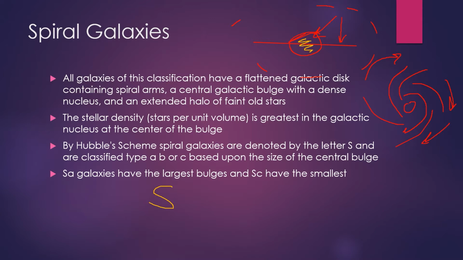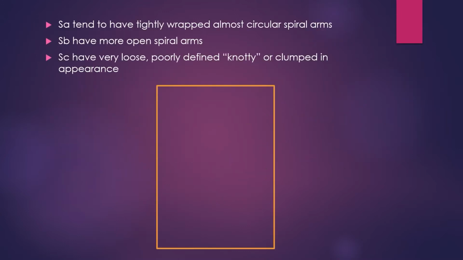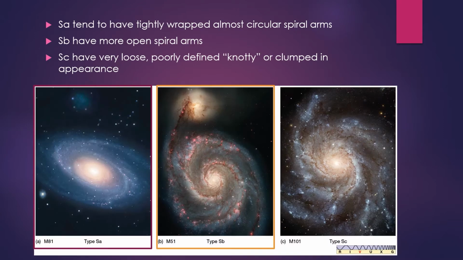By the Hubble scheme, spiral galaxies are denoted by the letter S and are classified as type A, B, or C, which is based on the size of the central bulge. SA galaxies have the largest bulges, and SC have the smallest. SA galaxies tend to have tightly wrapped, almost circular arms. SA are going to have the most tightly wrapped of the arms.